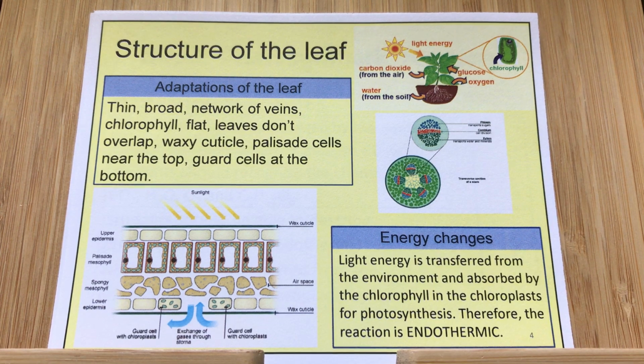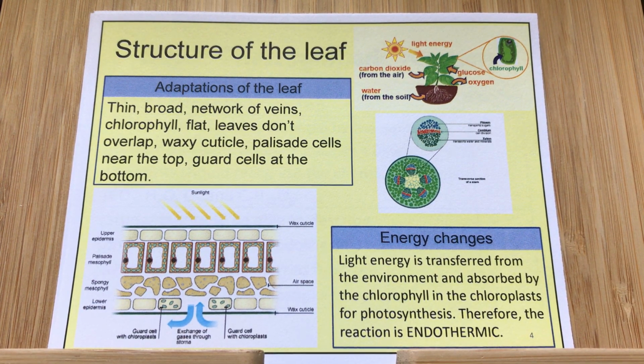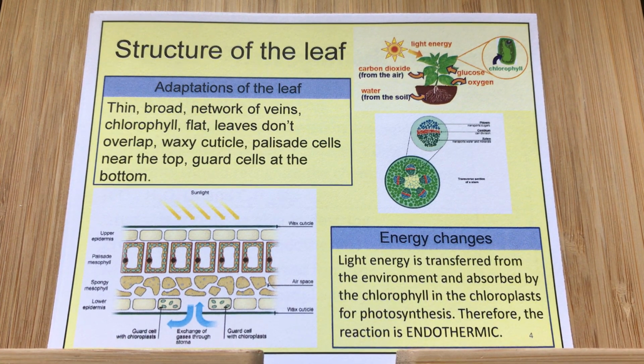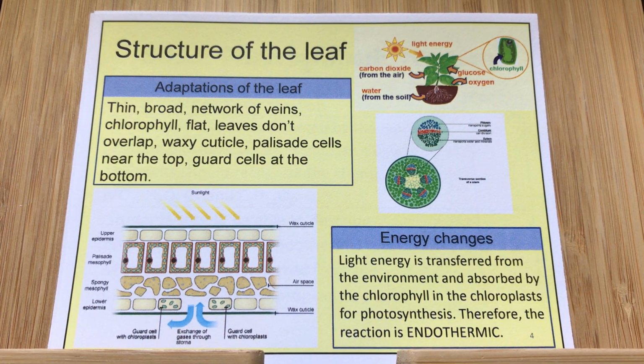It has a waxy cuticle, so it allows water to drip off the surface of the leaves. We call them drip tips, feeding the water down to the roots. Also reduces water loss from the top of the leaf. Leaves never overlap, so having a leaf right underneath another one, it wouldn't get any light, so they spread out so that they don't overlap.